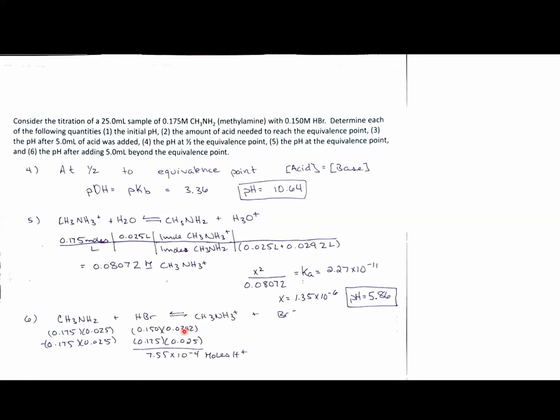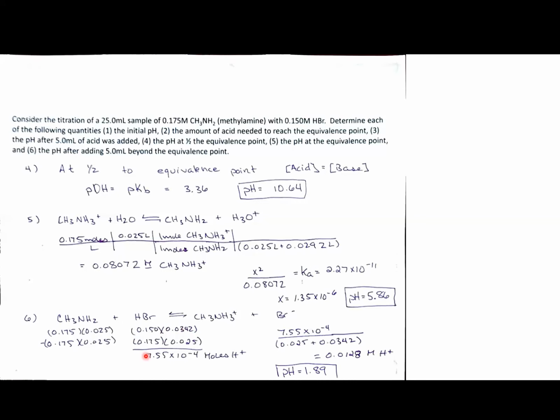So that's how many moles of acid I've added. It's reacted with this many moles of base, so I'm left with this many moles of acid. And this is my single biggest contribution of acid. So I'm going to take this number and divide it by my new volume, which is 25 mL of stuff I started with, plus 34 mL of acid. And I'm left with a number of 0.0128. If I take the negative log of that, I get 1.89. Which again, makes sense. My pH should drop precipitously.